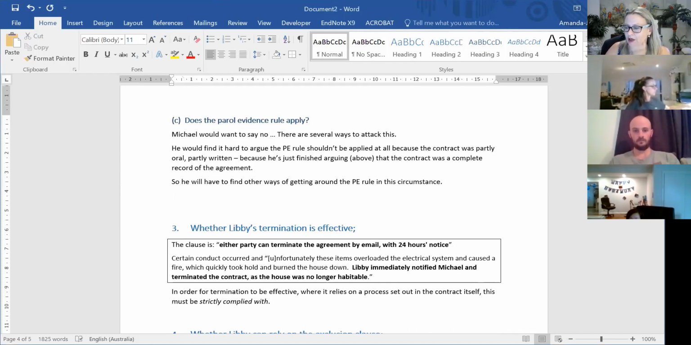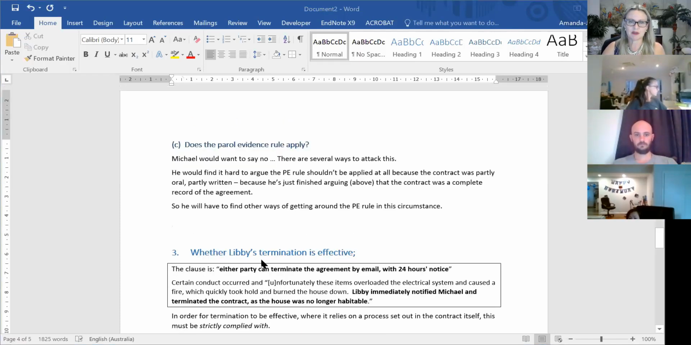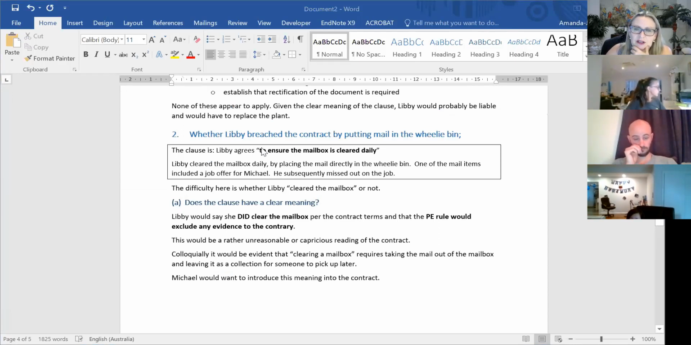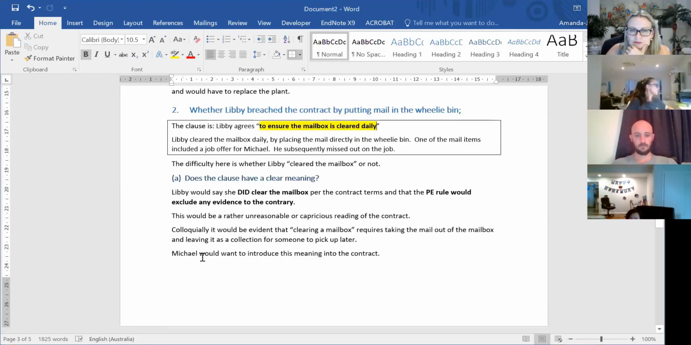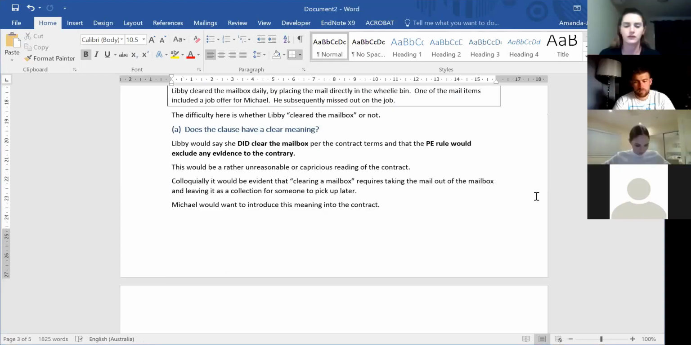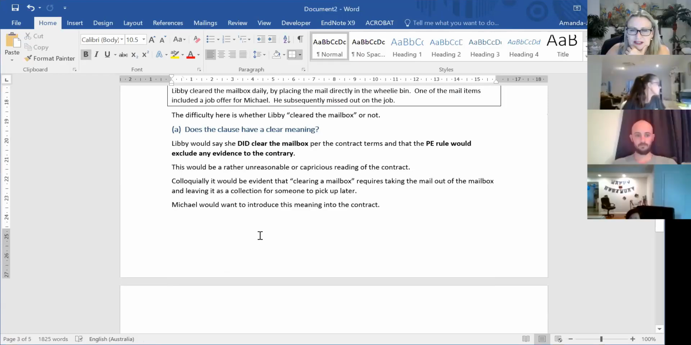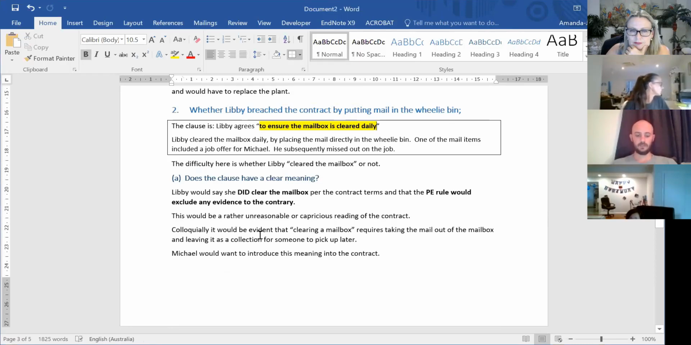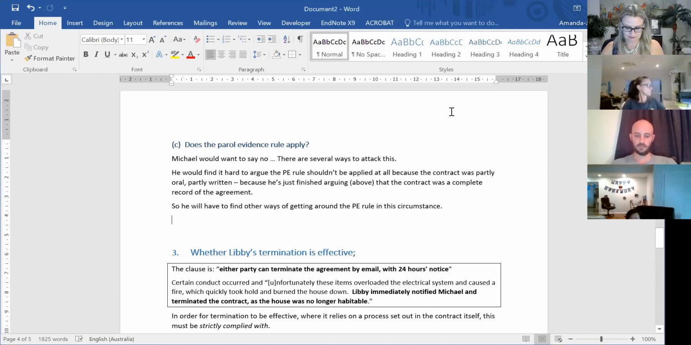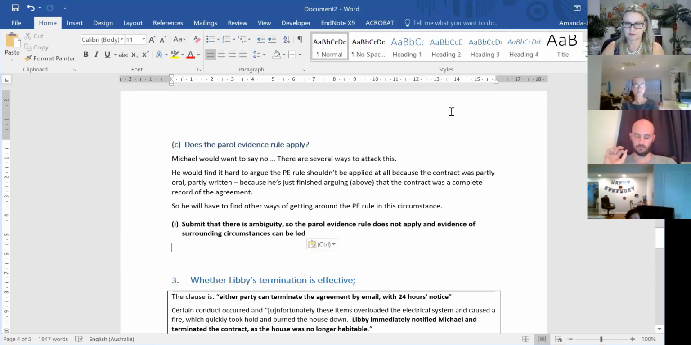But what about the ambiguity issue? Would you argue that there was some ambiguity here? The clause is that she agrees to ensure the mailbox is cleared daily. I had a stab at this and said that there was no ambiguity, based on the court first putting themselves in the shoes of the parties. I looked at it as a contract for house sitting, and a reasonable person in a house sitting contract wouldn't find ambiguity in the words clearing a mailbox.